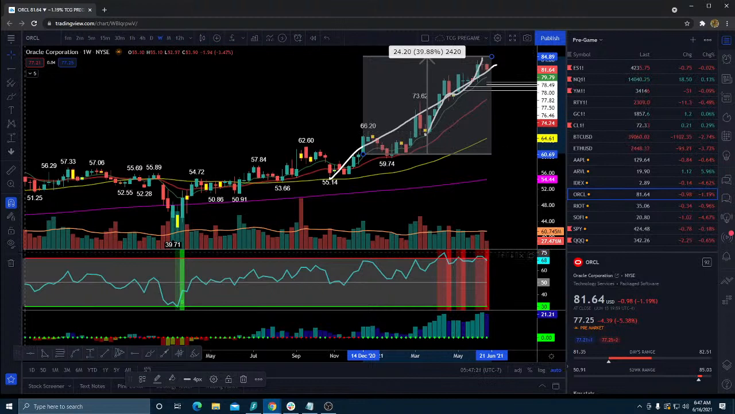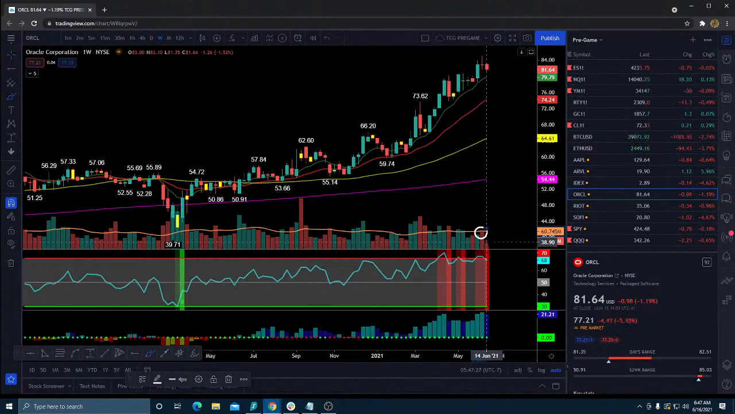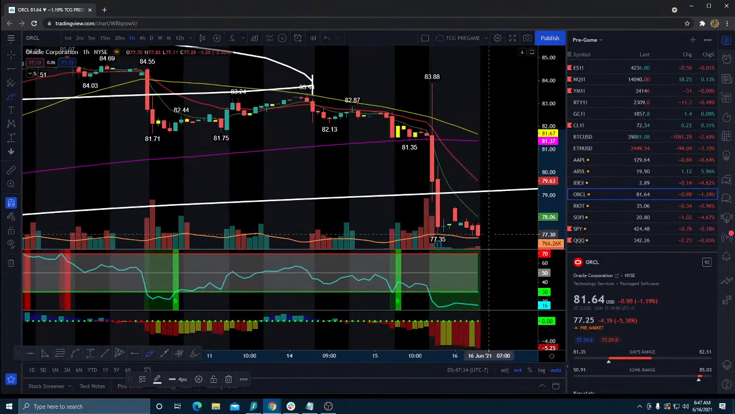But we do have a potential weekly bull flag. I don't like this volume here. And of course, we're just starting our week here and we do have an upper week of profit taking, but we still have a trend trade. So I like Oracle to the long side.